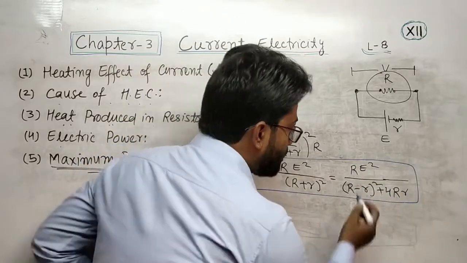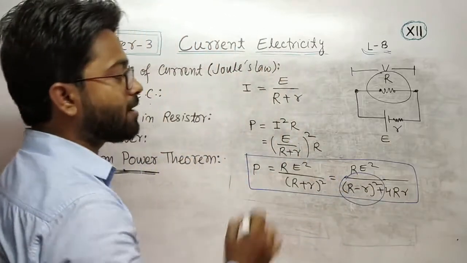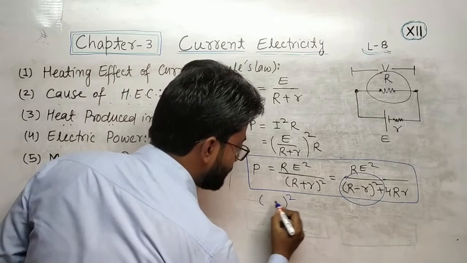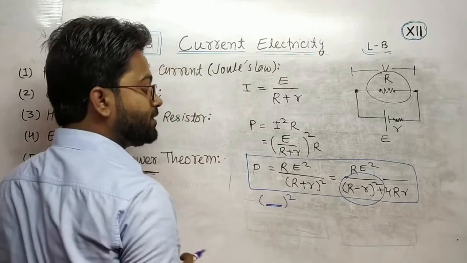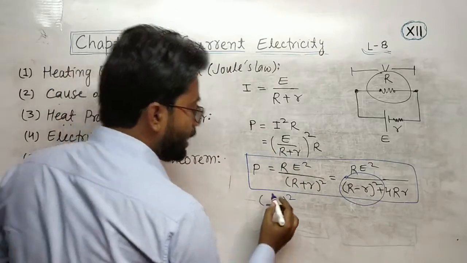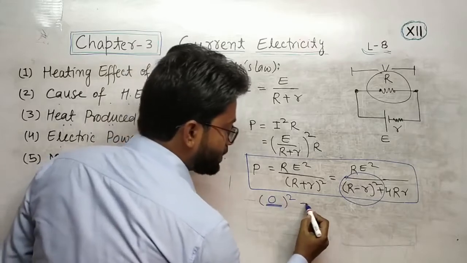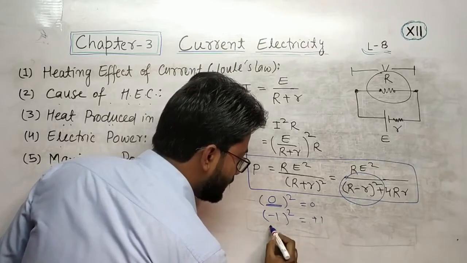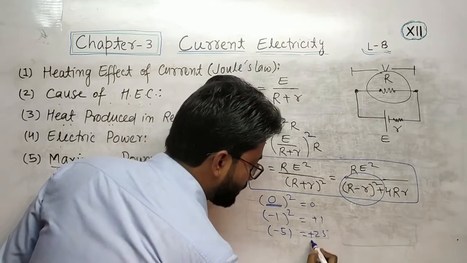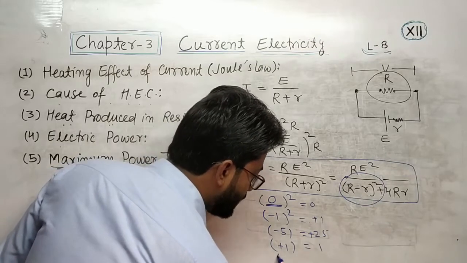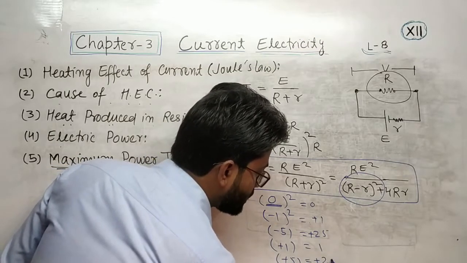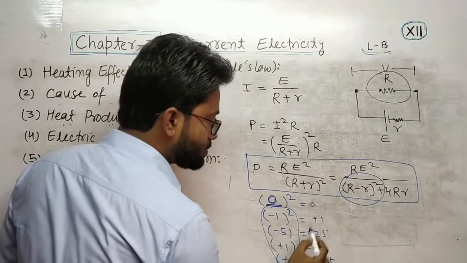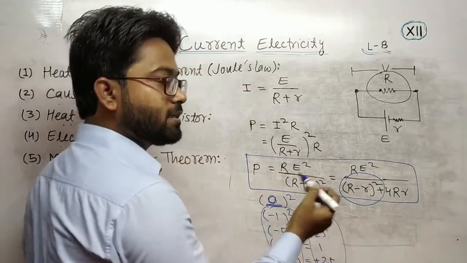And let us talk about this point, means (R minus r) whole square. If we see that the square of anything will always be positive. If this is 0, this is 0. If this is -1, this is +1. If this is -5, this is +25. If this is +1, this is 1. If this is +5, this is +25. Means in all the cases except when this is 0, this is a positive value, means greater than 0.